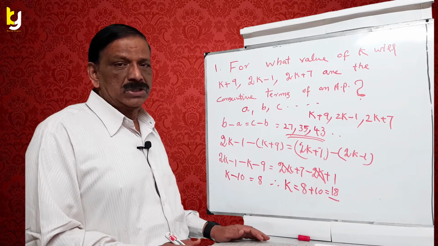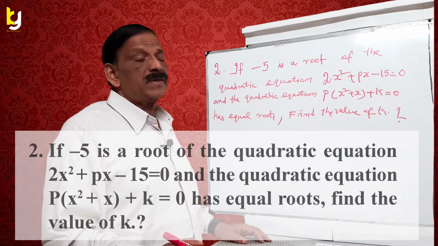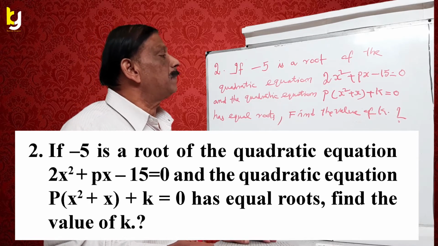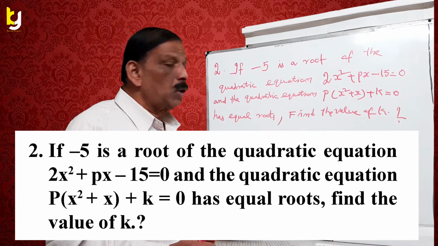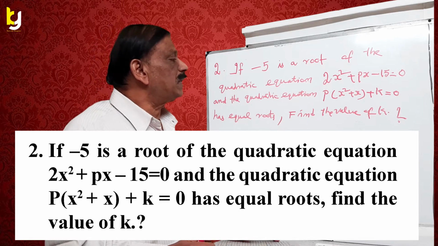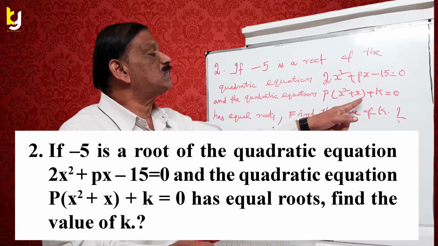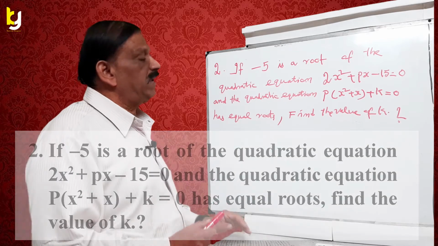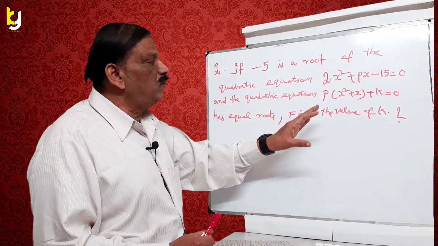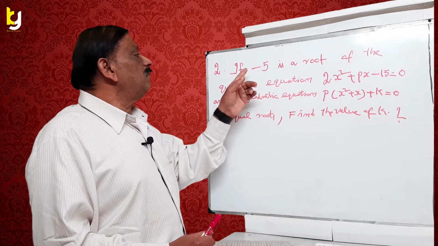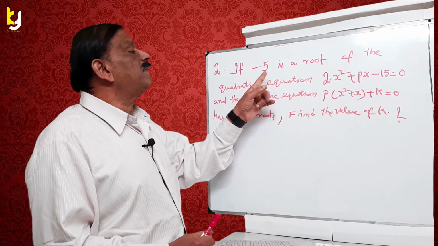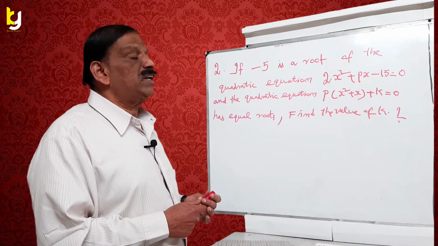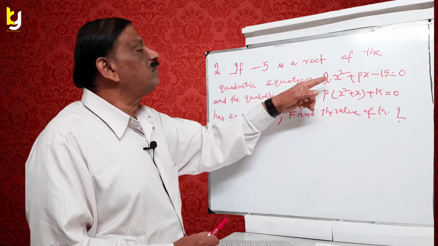Okay? Next question is, if minus 5 is a root of the quadratic equation 2x square plus px minus 15 equal to 0, and the quadratic equation p into x square plus x plus k is equal to 0 has equal roots, find the value of k. We must find out the value of k. See, given that minus 5 is a root of 2x square plus px minus 15 equal to 0, that is one root of this quadratic equation.